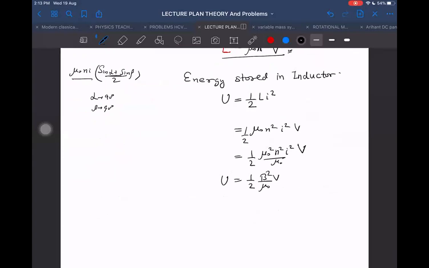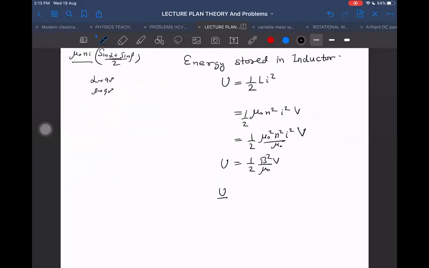This gives me an interesting relation of small u. What is small u here? Energy density. And it is the magnetic energy density, stored in the form of magnetic field. And that is just a very simple relation, half into B square by mu naught. Never forget it. Magnetic energy density formula.